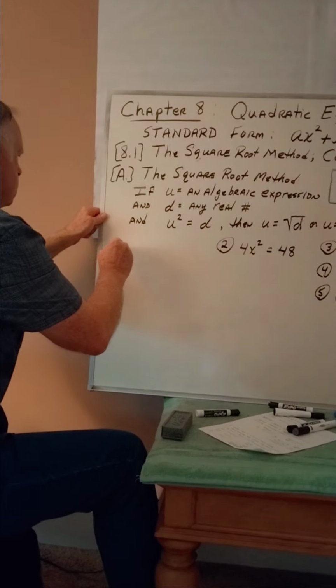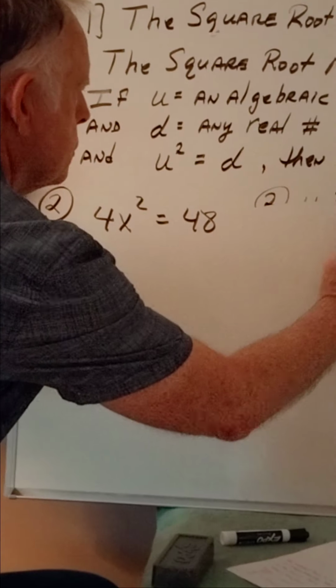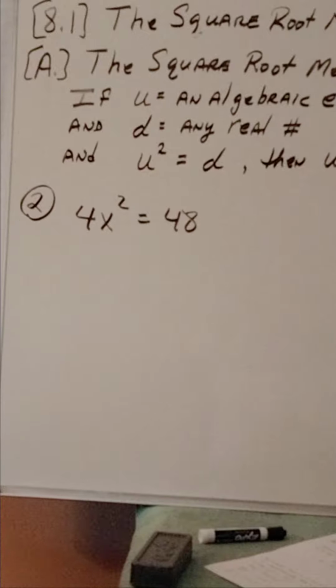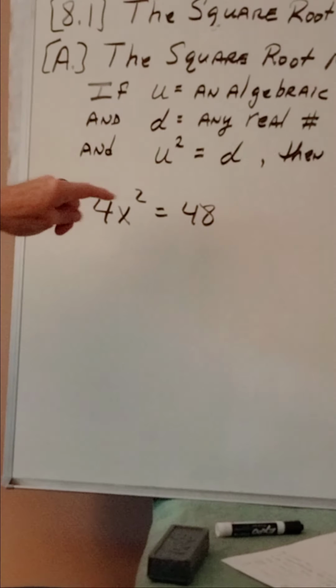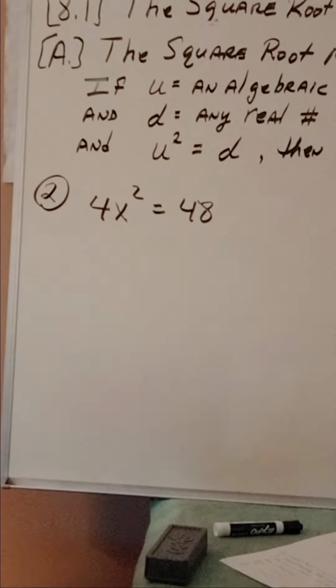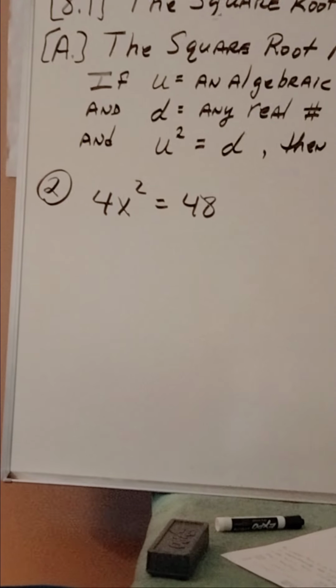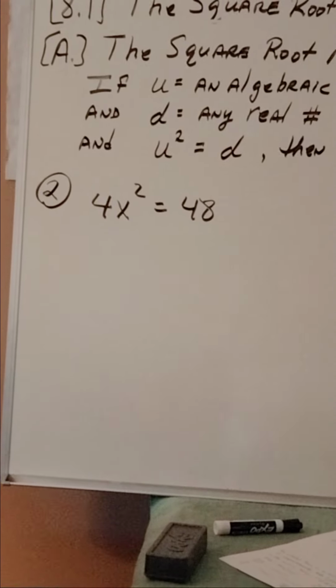Number 2. 4x squared is equal to 48. We just kind of get rid of that, so if we need the room, we've got it. Now, as we take a look at number 2, we can certainly see the quadratic term on the left and the constant term on the right.